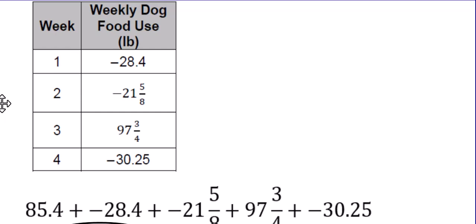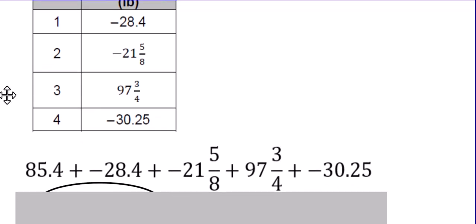So 85.4 that we started with, plus negative 28.4 for that first week, plus negative 21 and 5/8 for the second week, plus positive 97 and 3/4 for that third week. They must have gotten that dog food delivery that week, plus negative 30.25 for that last week of the month. And then I just plug that into my calculator.